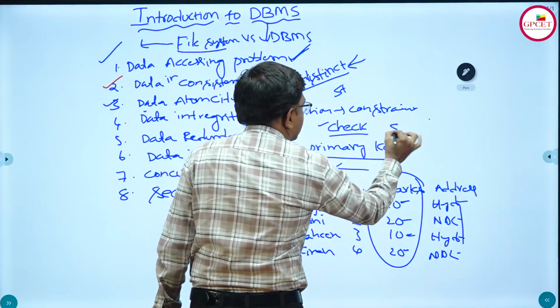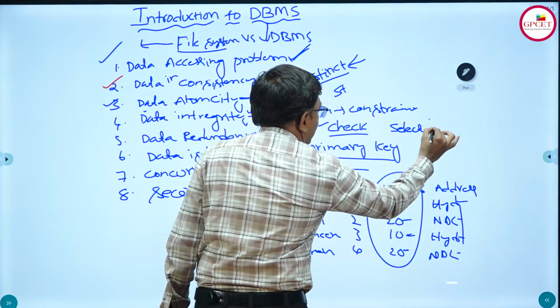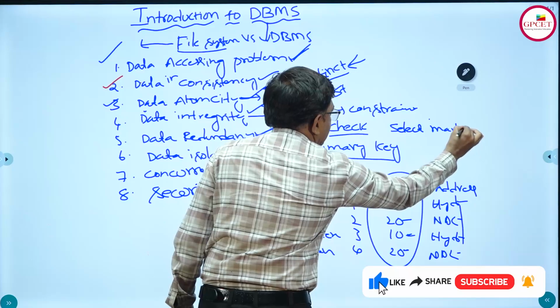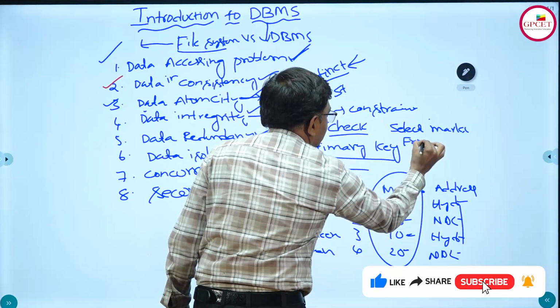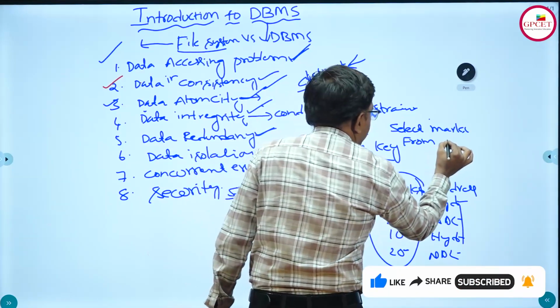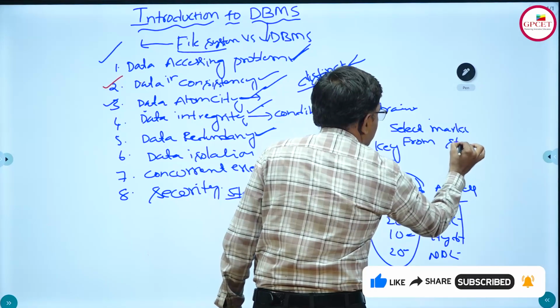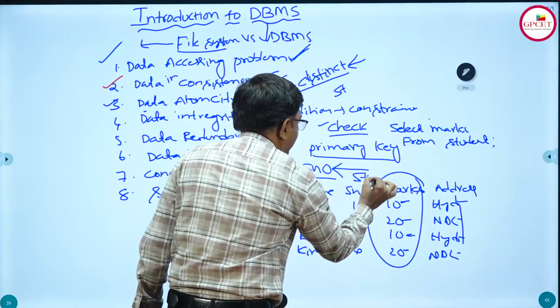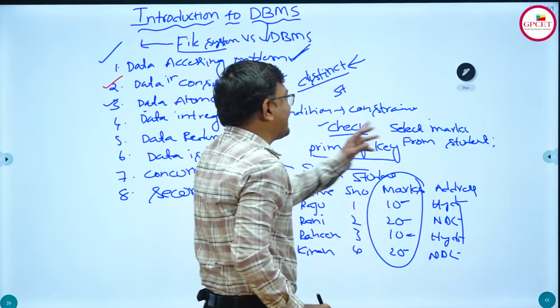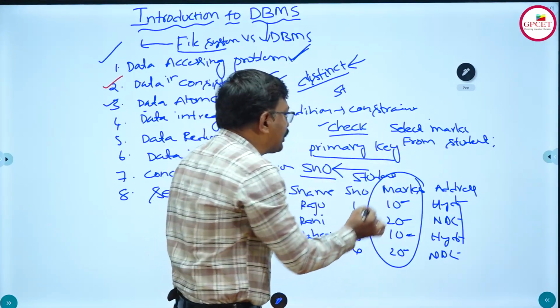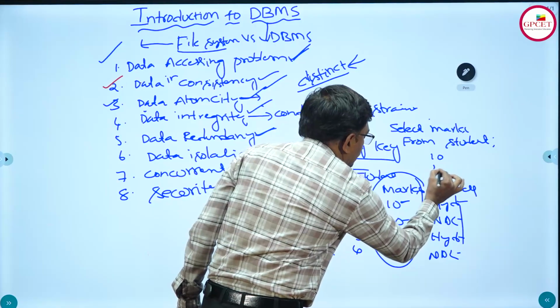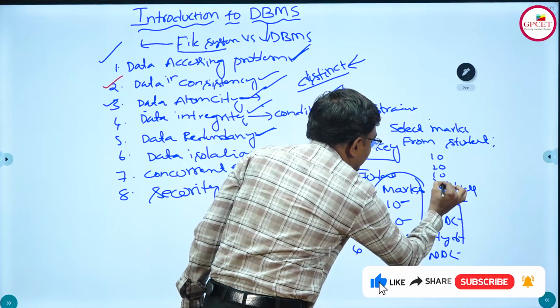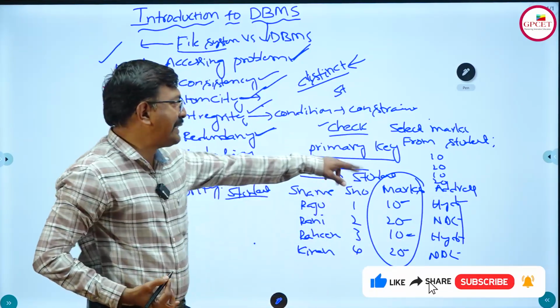Suppose I write a query. What is that query? Select marks from student. Table name is student, this is the student table. Select marks from student. What is the output? The actual output is 10, 10, 20, 20, so 10 appears twice.